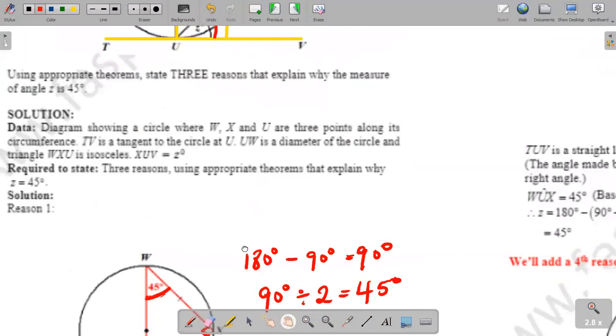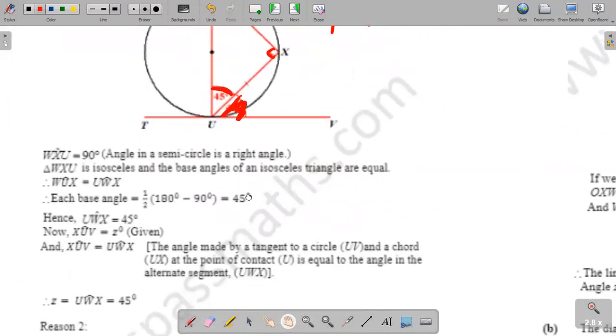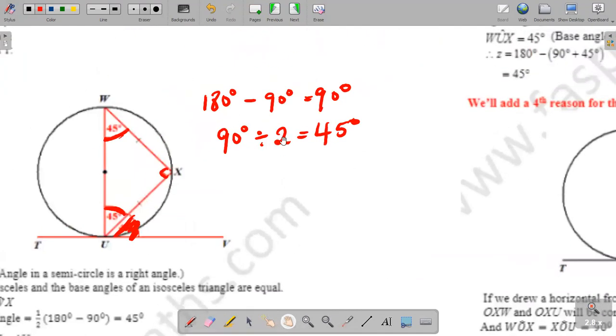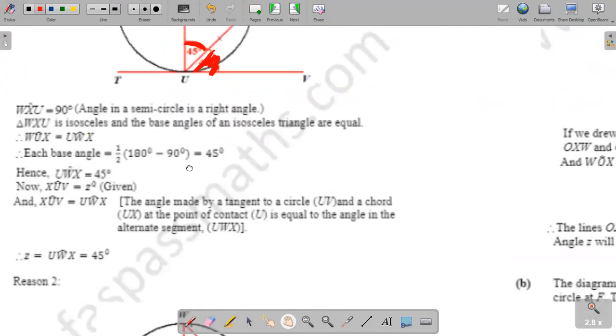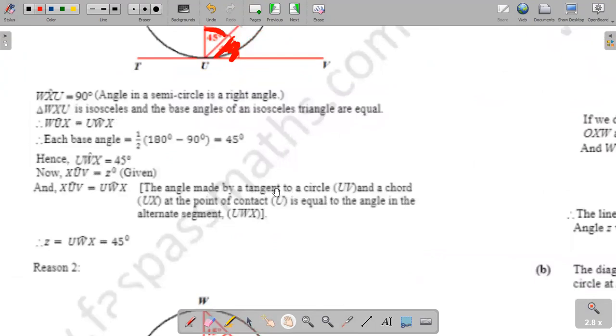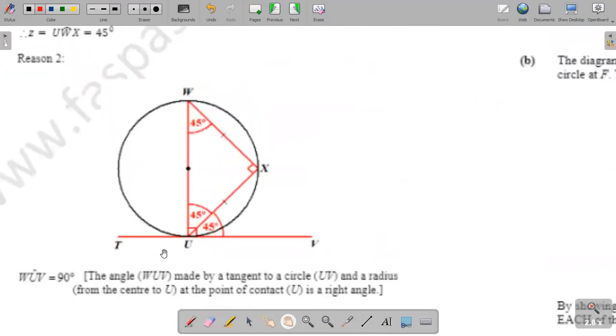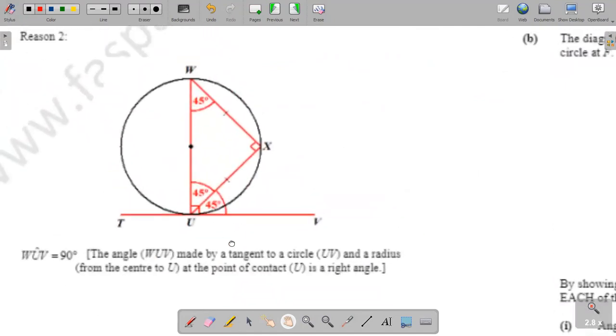So let's look at it here. Reason number one, look at it right here. Each angle base is half of 180 minus 90, which is what we did right here, half of that. So we know that the angle made by a tangent to a circle and a chord at the point is equal to 90. So that's how we get our one there. Actually, this is the one here. Tangent and a radius is 90, so you subtract to find it.